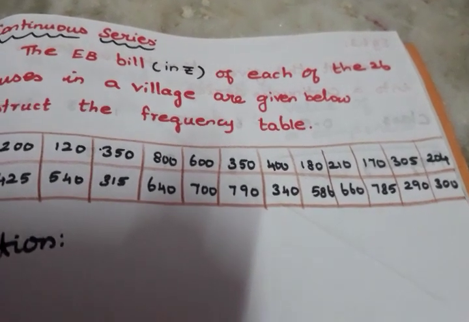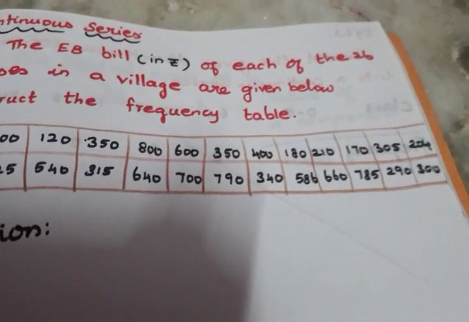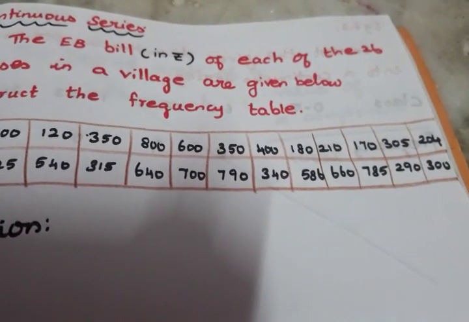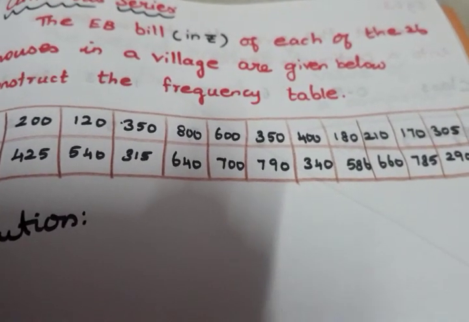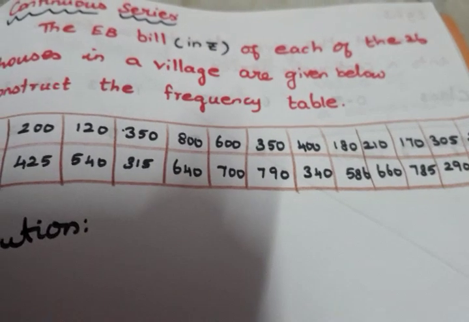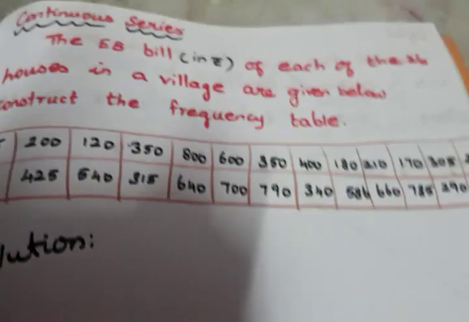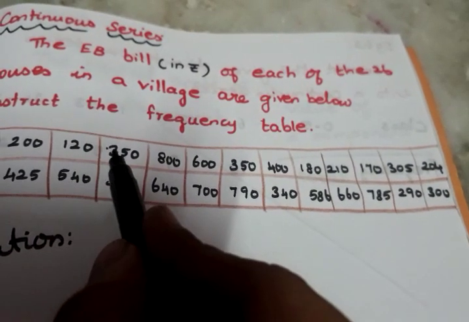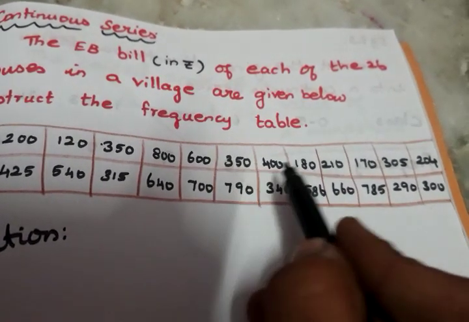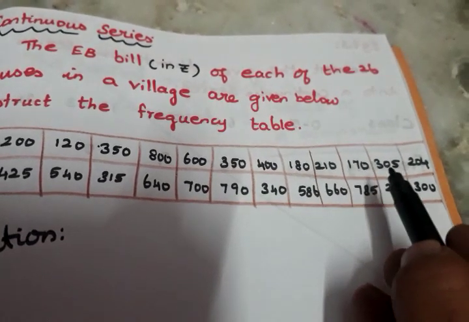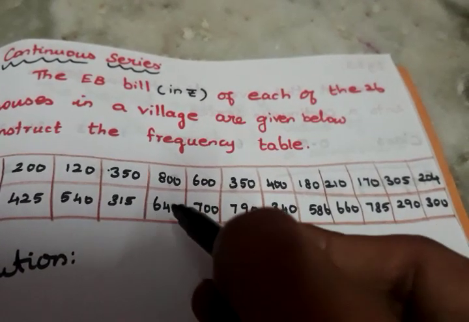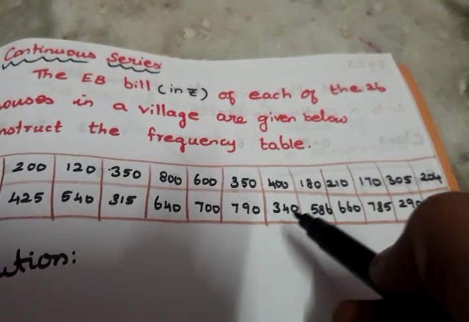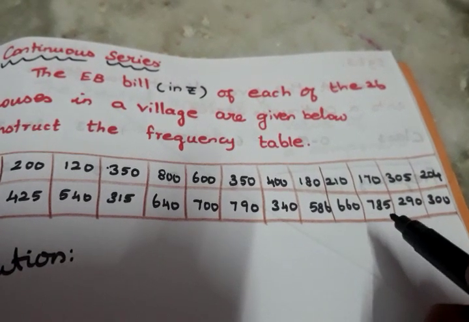The EB bill in rupees of each of the houses in a village are given below. Construct the frequency table. There are 26 houses. The bills in rupees are 215, 200, 120, 350, 800, 600, 350, 400, 180, 210, 170, 305, 204, 220, 325, 425, 540, 315, 640, 700, 790, 340, 586, 660, 785, 290 and 300. Solution.